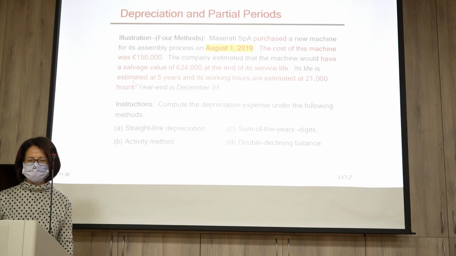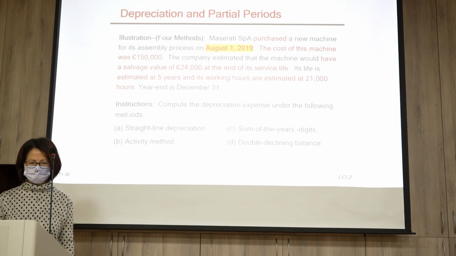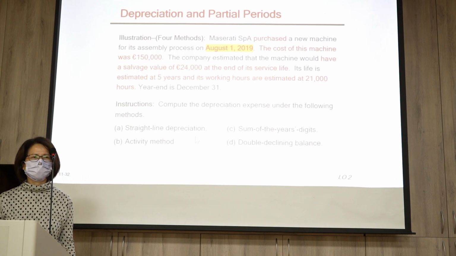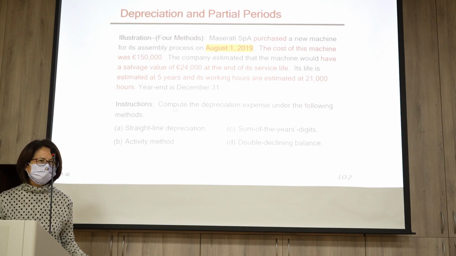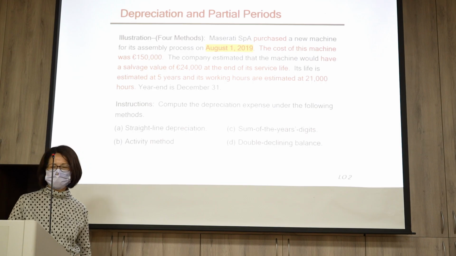So the life is estimated at 5 years, and the working hours are estimated at 21 hours. So now, with this information, you can apply different methods, and the depreciation will probably be different, right?